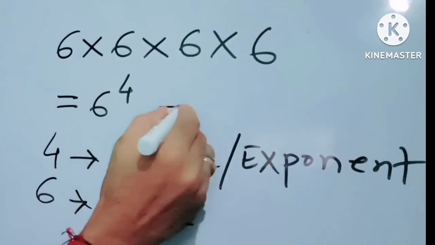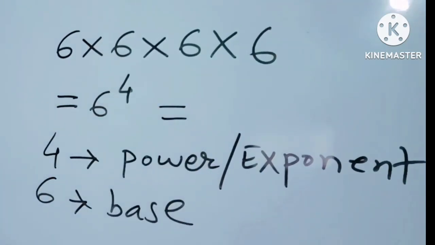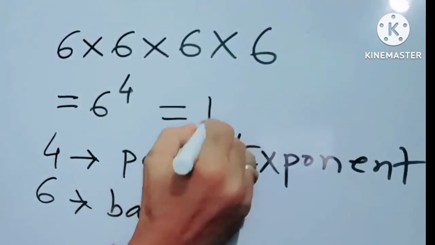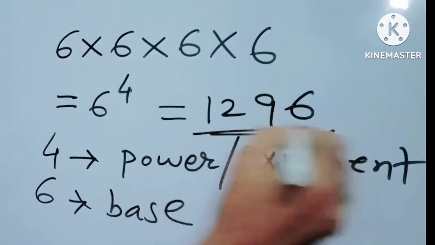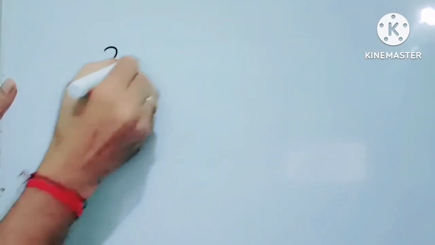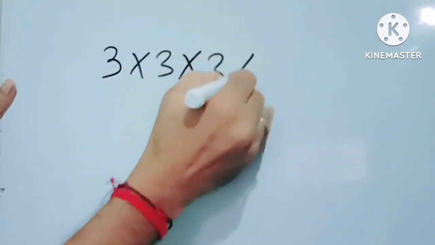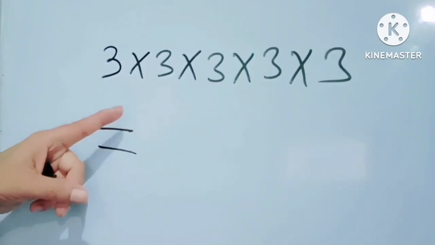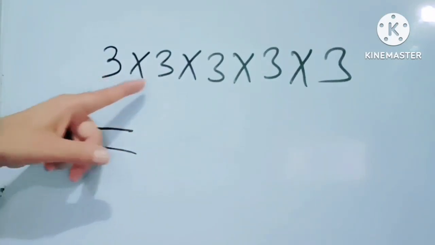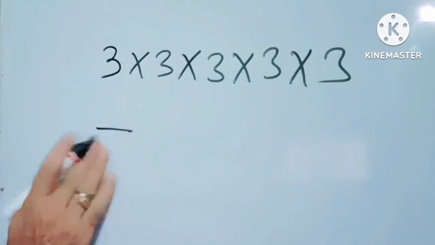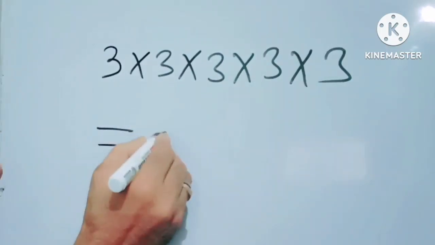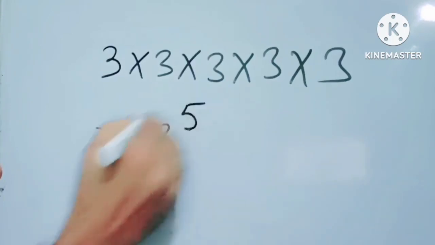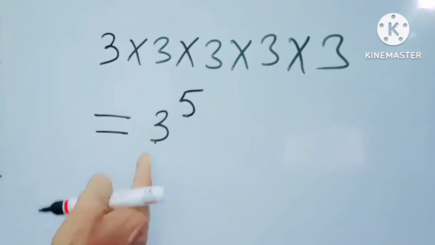And the value of 6 to the power 4 is 1296. We will take the digit 3 here: 3 multiply 3 multiply 3 multiply 3 multiply 3. So 3 is multiplied by itself how many times? 1, 2, 3, 4, 5 times. That means we can write it as 3 to the power 5, 3 raised to the power 5.